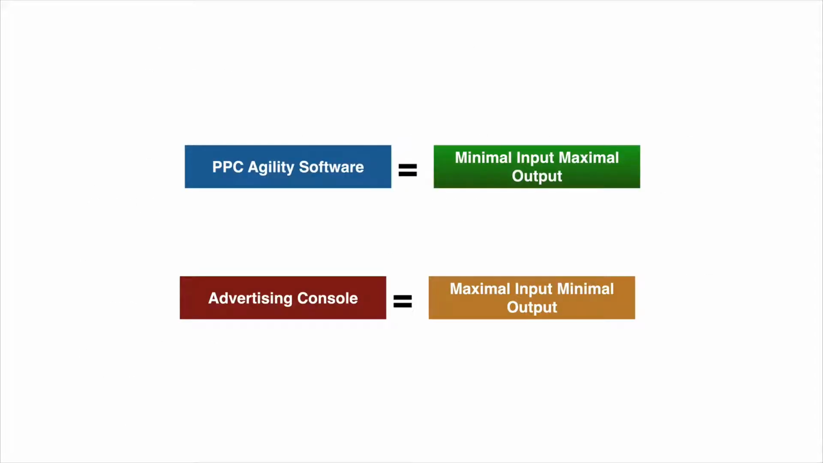So in this example, kind of like the email versus mail, 1700s mail, PPC Agility software is minimal input, maximal output, while the advertising console is maximal input, minimal output. Same concept as before: in the advertising console, you're doing a lot of work for a small result, versus the software, where you're doing a lot less work for the same result as the console.